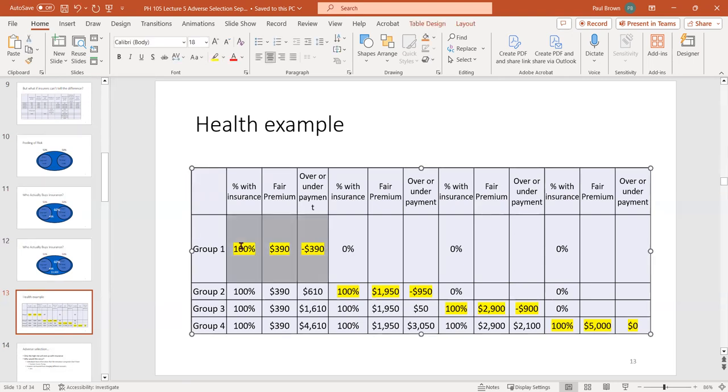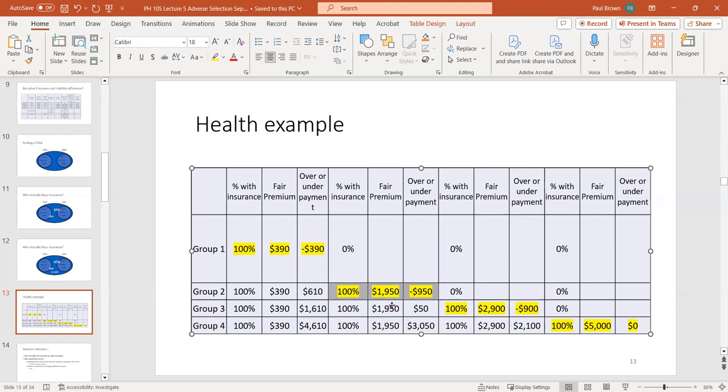At first, here's your group one, where everyone's paying $390. So this is the fair premium here. These people are overpaying by $390. So what if they all just say, I'm out of here, I'm dropping out? Well, now 0% have insurance. And now this becomes the fair premium, 1950, because all the young people are gone. Now this group here is paying too much because their cost is only $1,000 and they're paying 1950.